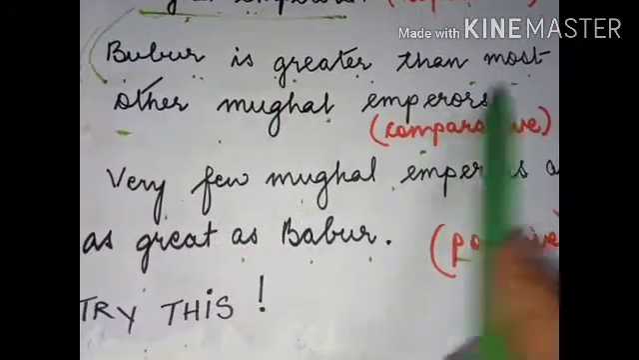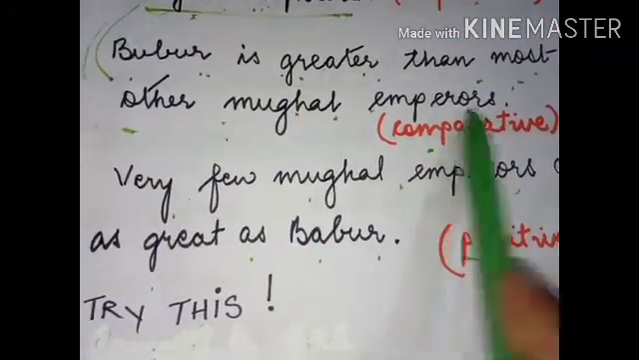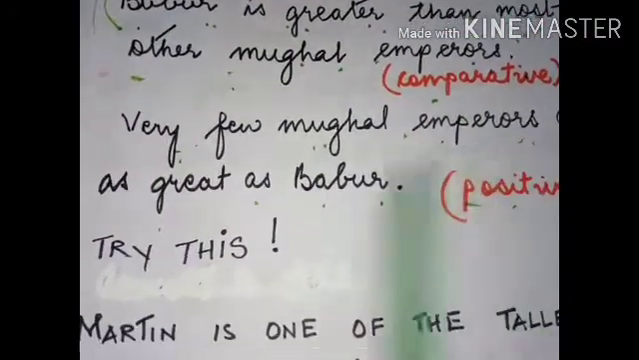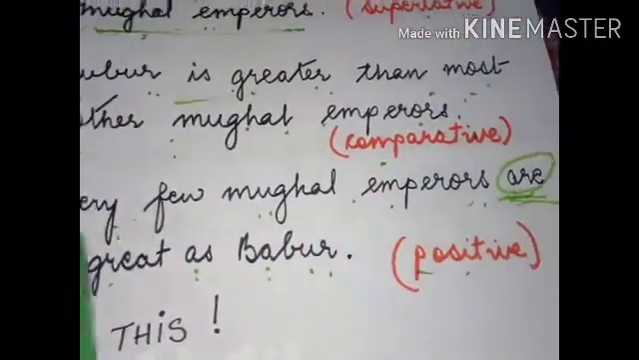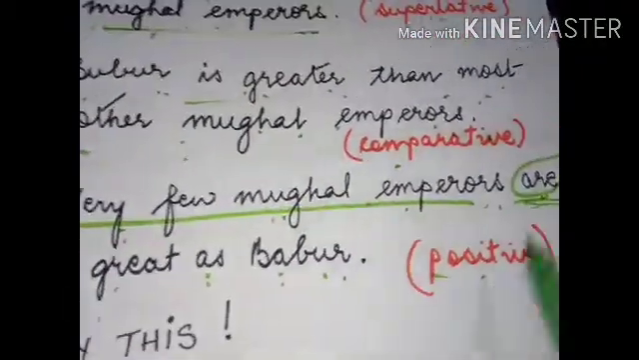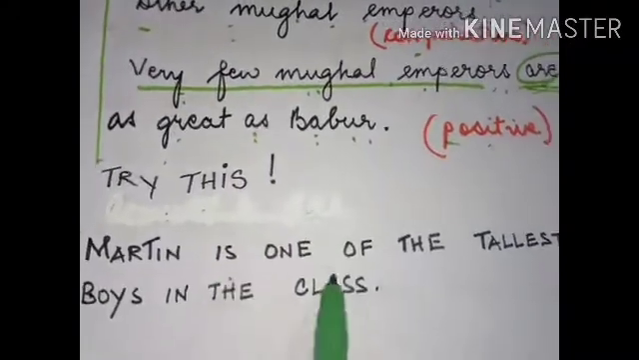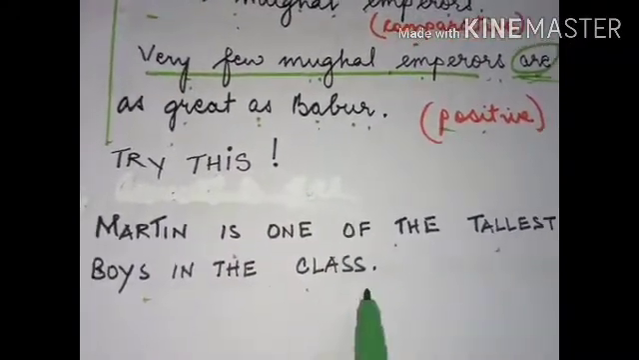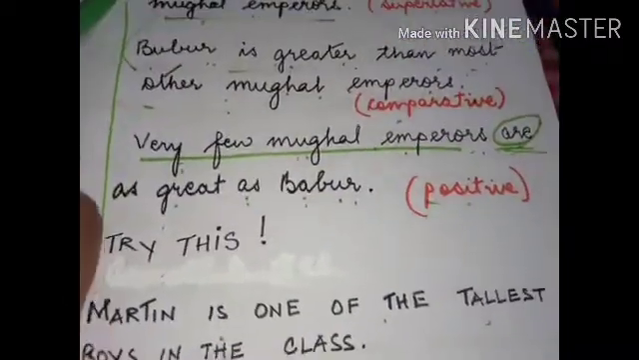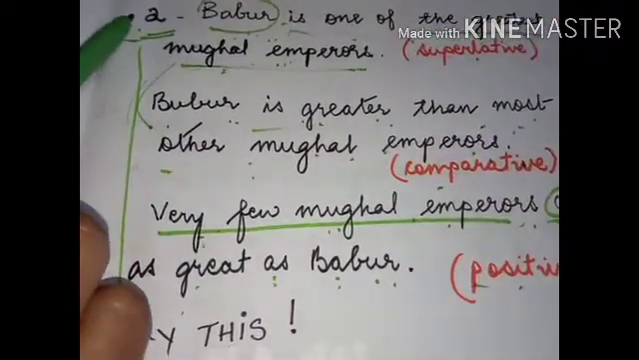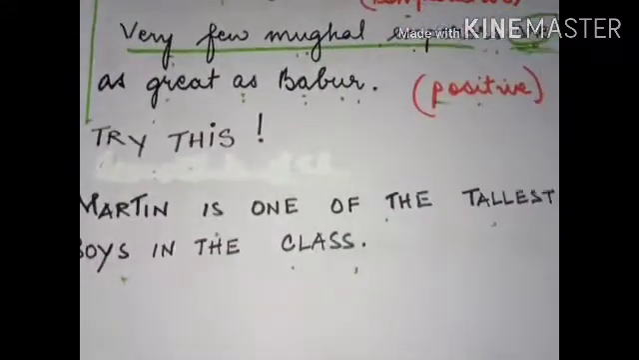So the meaning remains the same here. So Babur is greater than most other Mughal emperors. Okay, and very few Mughal emperors are as great as Babur. So you have to understand the meaning remains the same, tense will remain the same. It is present tense everywhere. You can see we are using are here because this is a plural subject, so plural verb. You can try this. Martin is one of the tallest boys in the class. Okay, you can try this in the same pattern. You can see it once again. See this pattern. Yes, you can follow this one with the same pattern.